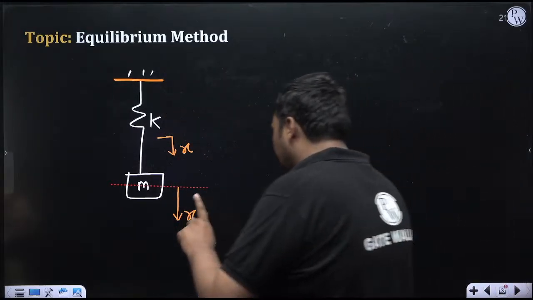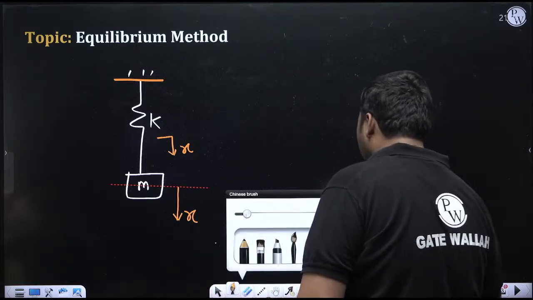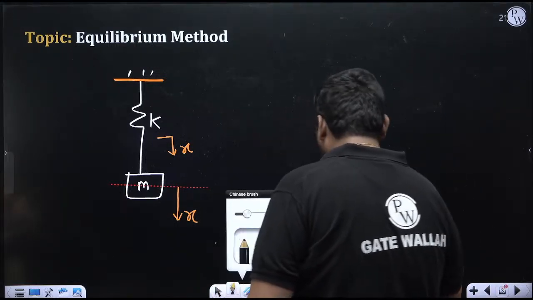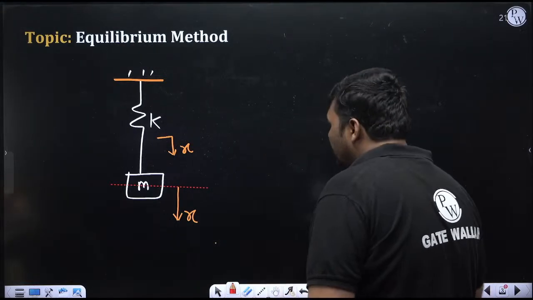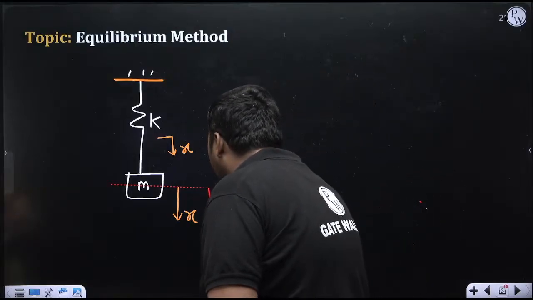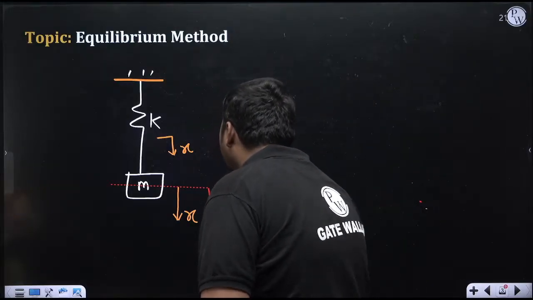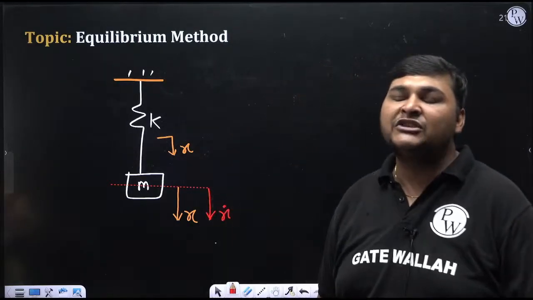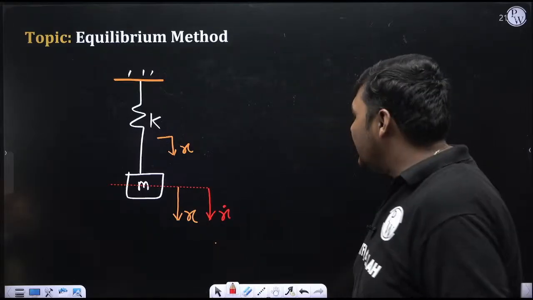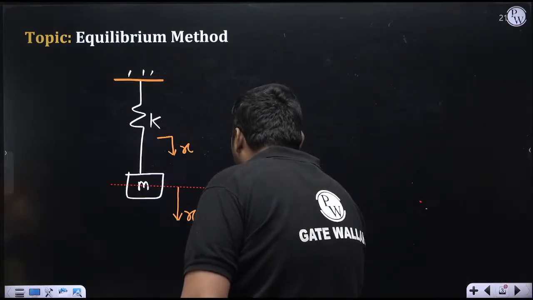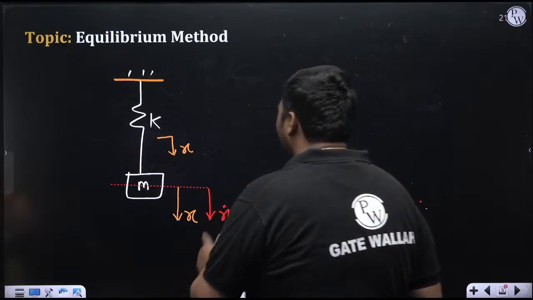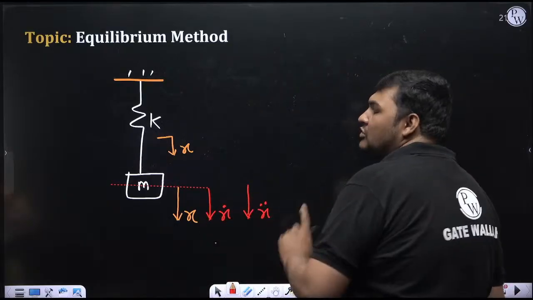First of all, here it has translation motion. What is the meaning of translation motion? Right now the displacement of the mass from the mean position is x. So can I say its velocity will be x dot? What is x dot? It is the differentiation of x with respect to time. Similarly, its acceleration will be x double dot. What is x double dot? Again differentiate x dot with respect to time, so that will be the acceleration.